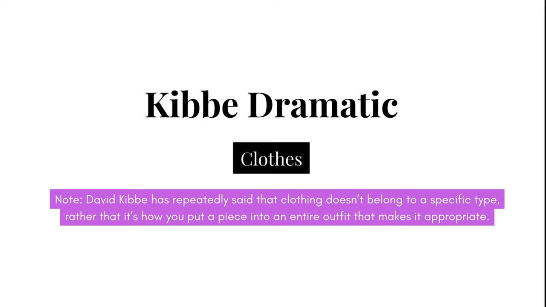Now let's discuss Kibbe dramatic clothes. It's important to note here that Kibbe has repeatedly said that clothing doesn't belong to a specific type. Rather, it's how you put a piece into an entire outfit that makes it appropriate or inappropriate for that type. This is a sample wardrobe that I've created that I feel would be a useful shopping guide for anybody who is a dramatic type. And what's important to note here is the lines and the silhouettes of the clothes. So if you train yourself to understand that, you'll be able to look for that when you do buy any type of clothing.